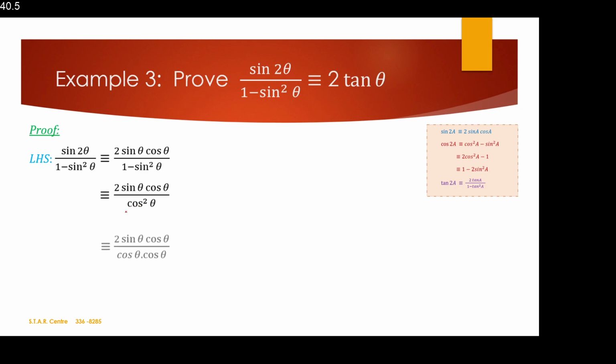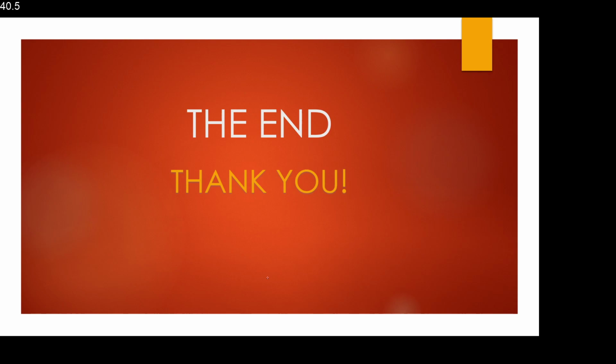Right? And our next step would be to write cos squared theta as cos multiplied by cos. And then we can cancel these 2 terms, the cos theta and the cos theta. So we'll be left with 2 sine theta over cos theta. And we know that sine theta over cos theta is equal to tan theta. So that gives us 2 tan theta, which is the right hand side. So we have proven our identity.